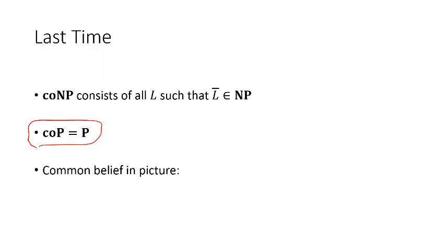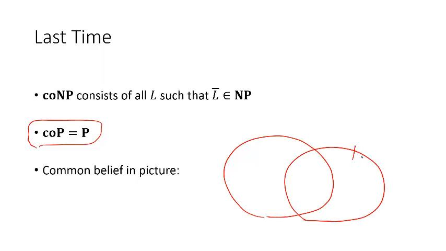And when we look at the main classes that we defined so far, the common belief is that the picture is something like this. Here we have NP, here coNP, and in the middle we have P. We saw last time why the class P is in fact in the intersection of NP and coNP. The picture is drawn like this because we have problems here which are NP-complete, and we don't know how to solve them in polynomial time. We don't know how to show them to be in coNP. So basically, as far as we know, they're out of P and coNP.